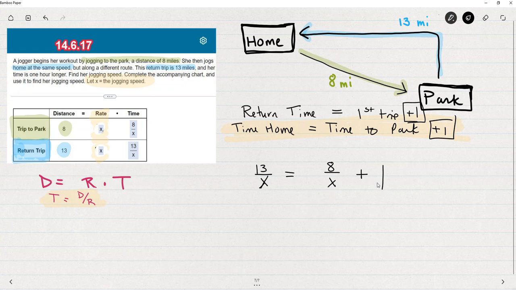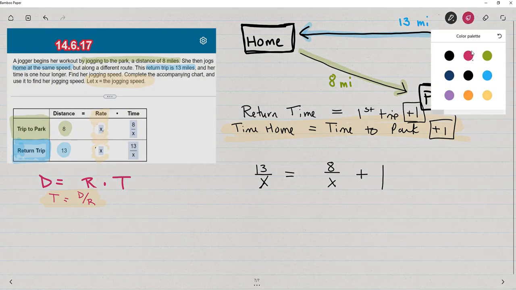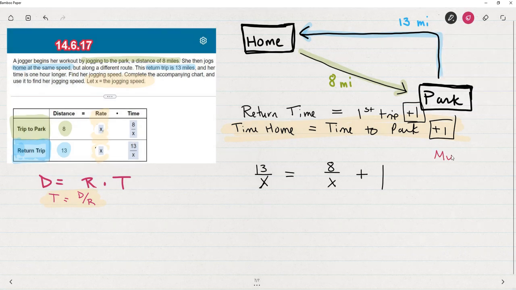That's the hard part. From here, it's just apply what you should have gotten in the earlier sections, the actual solving of a rational equation. But let's go ahead and solve this one because it's good practice. I'm going to use the method of multiplying everything by the least common denominator. The least common denominator here is going to be an x. So I'm going to multiply 13 over x times x. I'm going to multiply 8 over x times x. And I'm going to multiply the 1 times x. I'm multiplying each piece by an x.